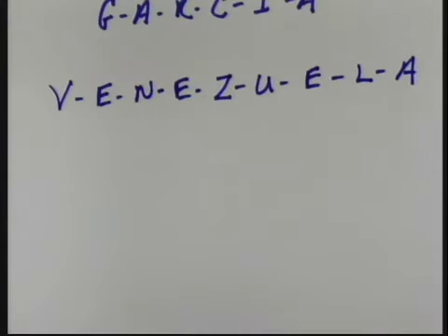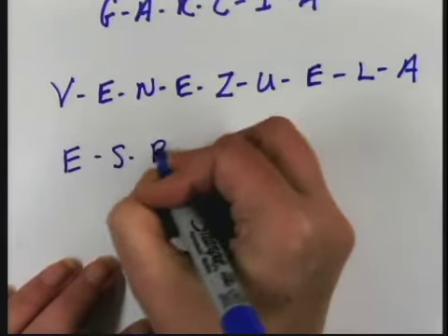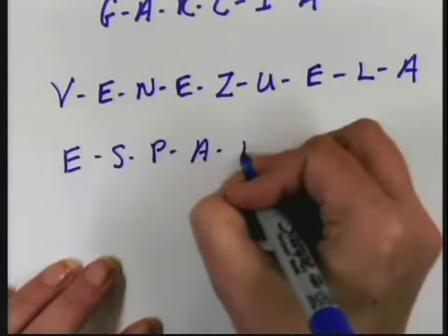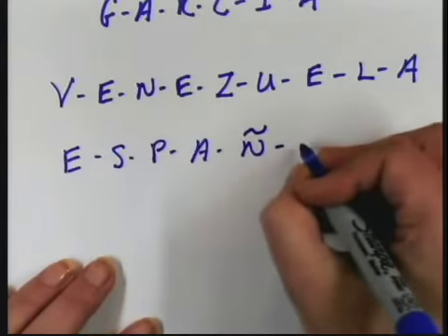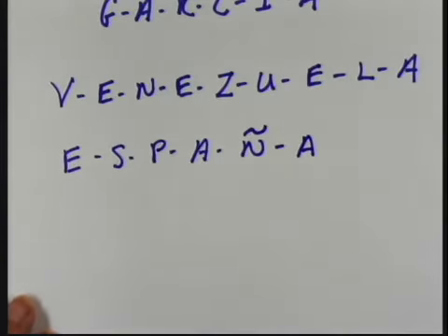Número 2. E, S, P, A, N, A. Another country, right? Let's spell it together. E, S, P, A, N, tilde, A. España. Muy bien. Otra palabra, another word, otra palabra.